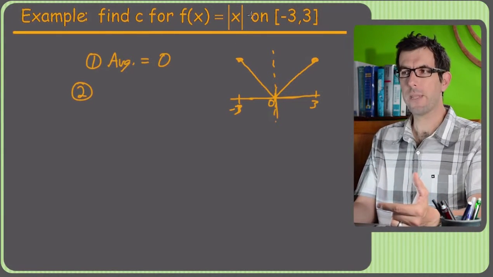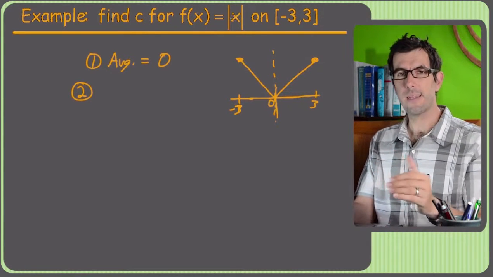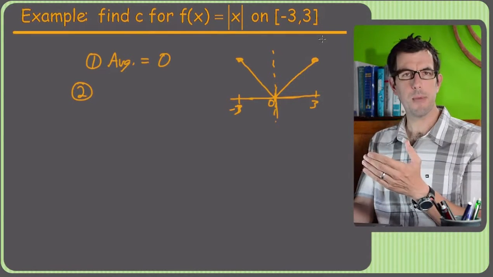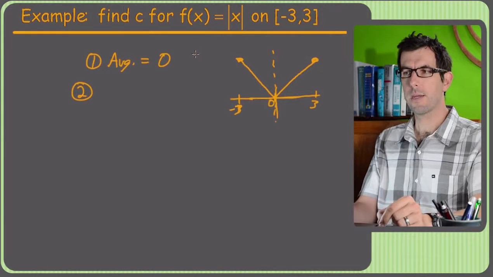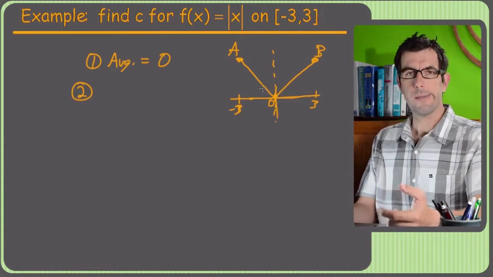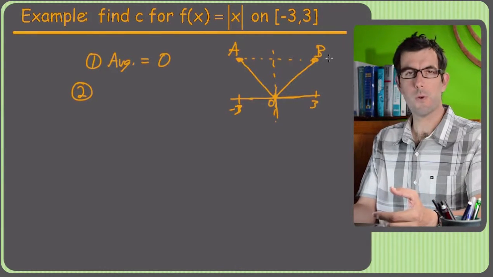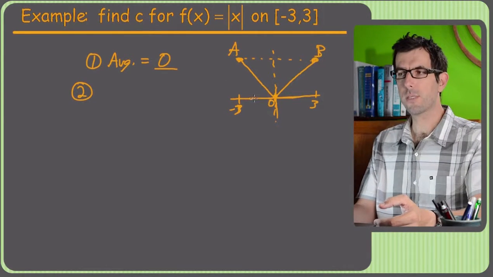Because if you ever see a problem with an absolute value of x in it, what you probably should be doing, like 99 times out of 99, is just think of it graphically, think of that V shape, and then start working from there. So the mean value theorem says that there's a spot between point A and point B where the derivative is equal to that horizontal line, right? Since these are horizontal to each other, we're looking for a spot where the slope is 0. We're looking for a horizontal tangent line.